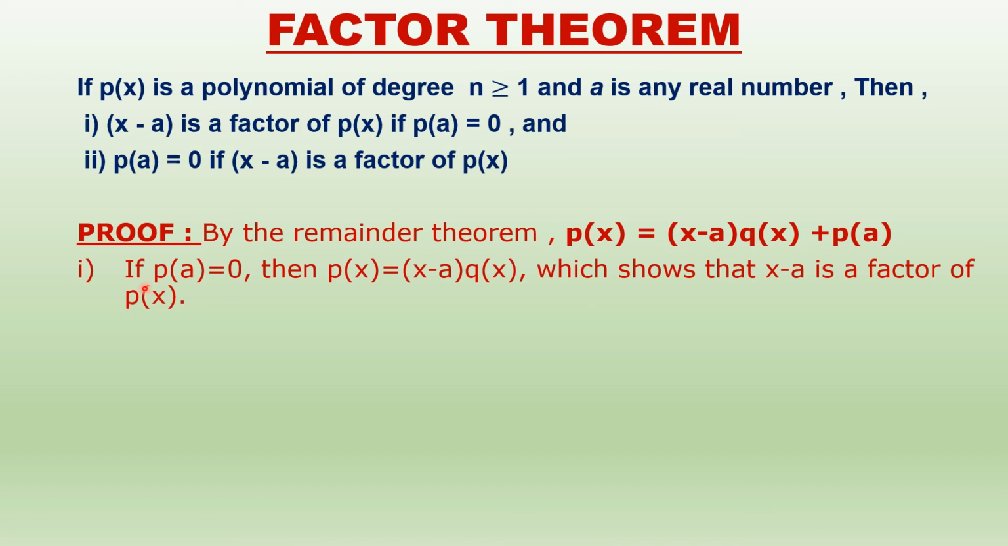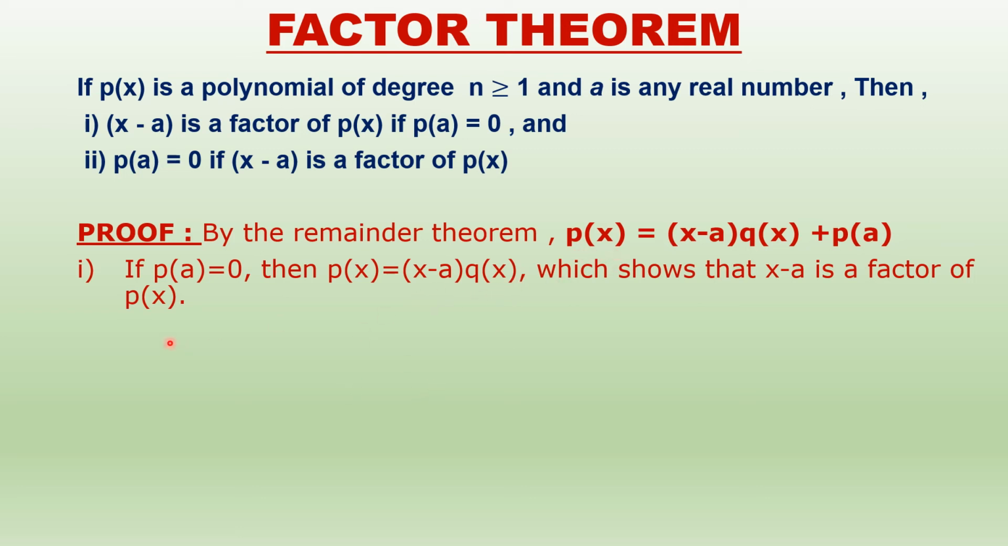Let us prove the first one. Now, if p of a is equal to 0, then p of x is equal to x minus a into q of x. So in this equation, if p of a is equal to 0, x minus a into q of x, this is what we get.